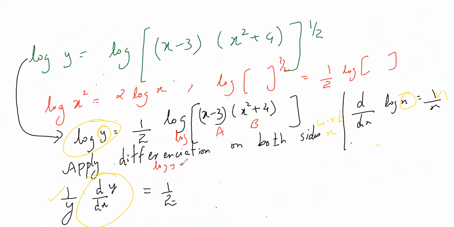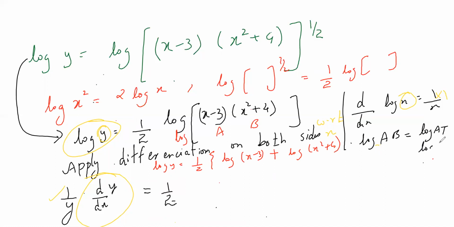So log y is equal to half, let it be common, log of x minus 3 plus log of x square plus 4. Because what is the formula again I'm using here? The formula I'm going to use is log ab is equal to what? Log a plus log b. Is this thing clear to everyone? Everyone should reply to me up to this. One more minute, this problem will be entirely done. Okay.